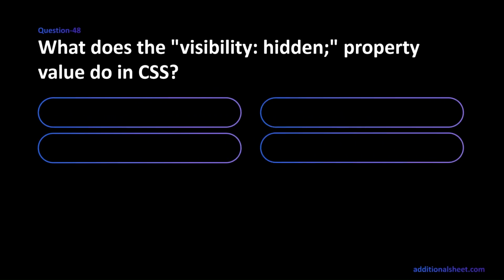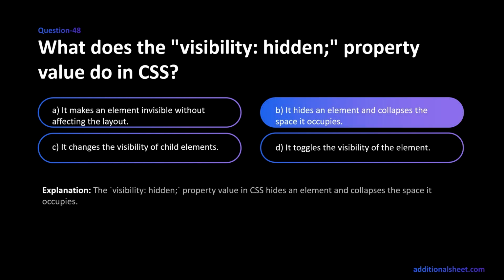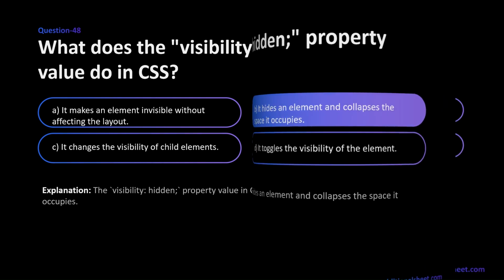Q48. What does the visibility: hidden property value do in CSS? Options are A. It makes an element invisible without affecting the layout. B. It hides an element and collapses the space it occupies. C. It changes the visibility of child elements. D. It toggles the visibility of the element. Correct answer is option B. The visibility: hidden property value in CSS hides an element and collapses the space it occupies.